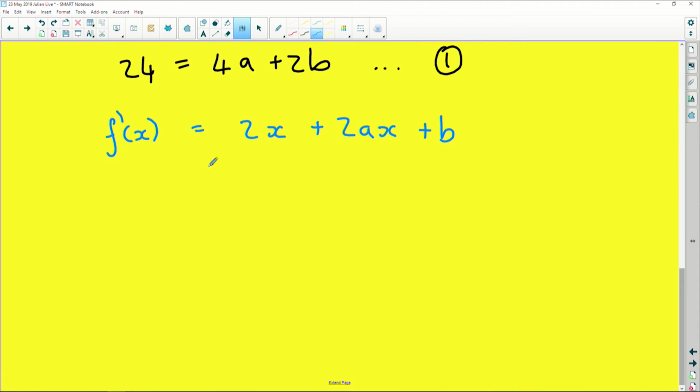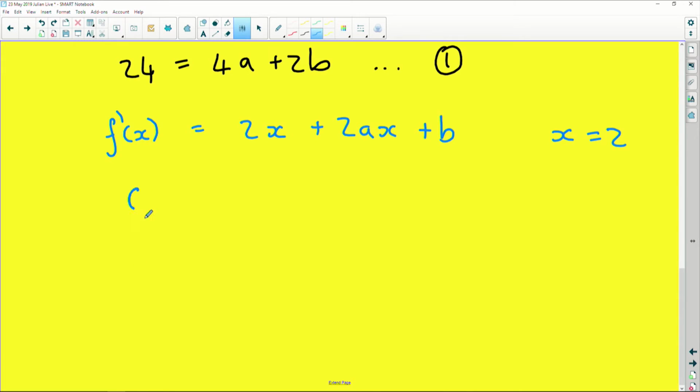So back to this part of my equation. I'm now going to substitute in my value for x, which is equal to 2. And I'm going to equate this to 0 because at x equals 2, I have a stationary point. Remember, guys, at that point, my gradient at my stationary point is 0, so I can equate it to 0. So substituting all of those values in, I'm going to get 0 is equal to 4 plus 4a plus b. I'm going to call this equation number 2.